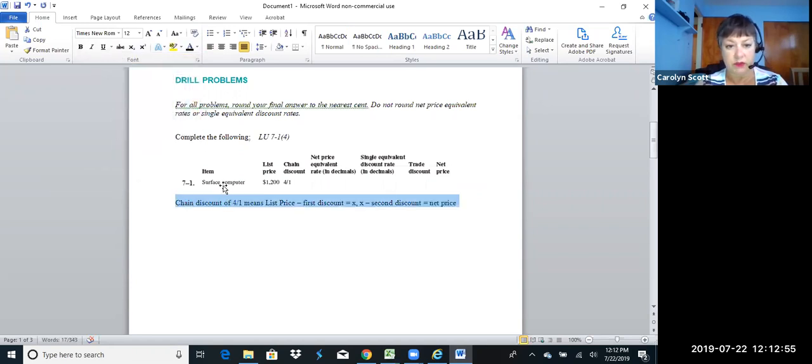Okay, so first we need to look and figure out exactly what we need to figure out. So the chain discount of 4/1 means the list price minus the first discount of 4% equals something. And then that something minus the second discount, which is 1%, equals the net price that we'll pay. So chain discount means that you'll get 4% first, then you'll get 1%. You don't want to add 4 and 1 though, because it's not 5%, and I'll show you why.